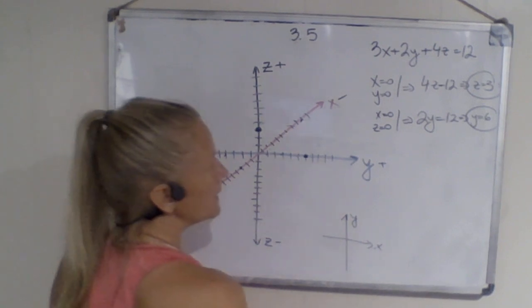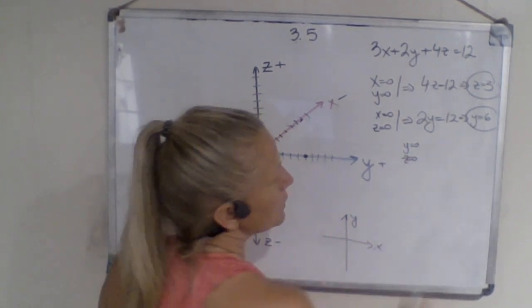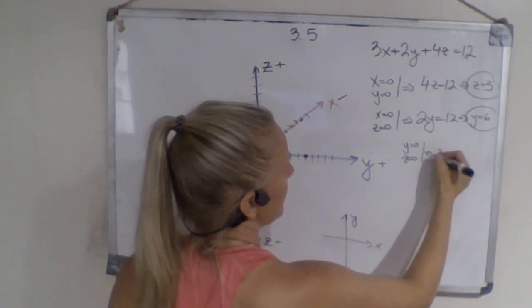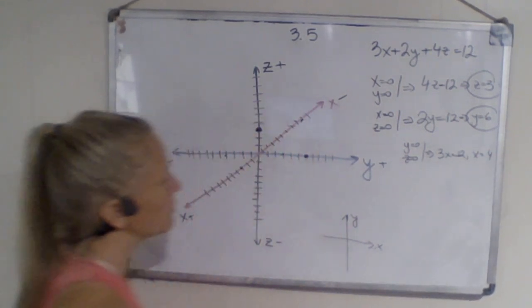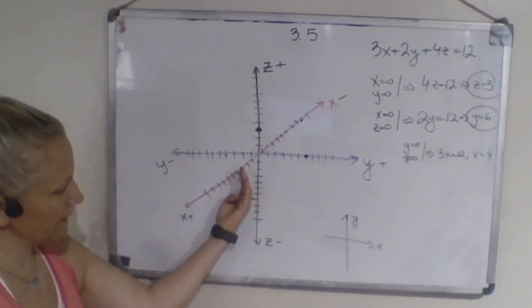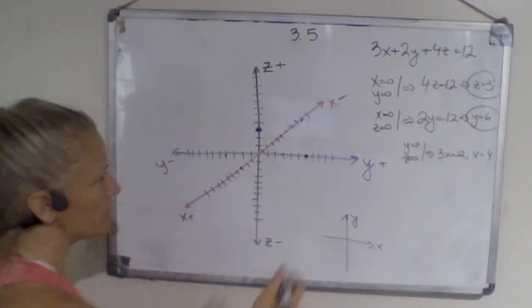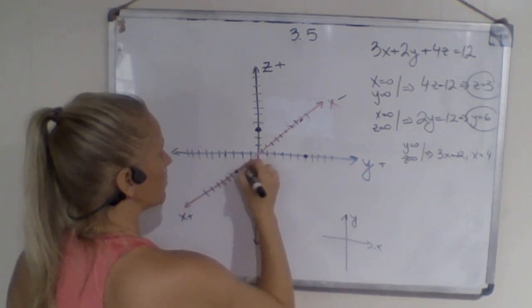The last one is, what if y is 0 and z is 0? Which means we just need to find x, right? We did z, we did y. That means we have 3x equals 12 or x equals 4. Please remember your positive numbers of x are on this side where your z and your y are negative, okay? Please remember that. So if we go 1, 2, 3, 4, that should have not been there, really.